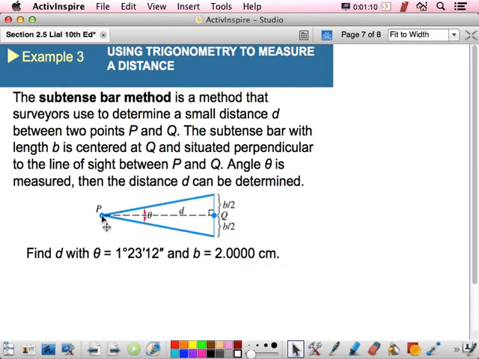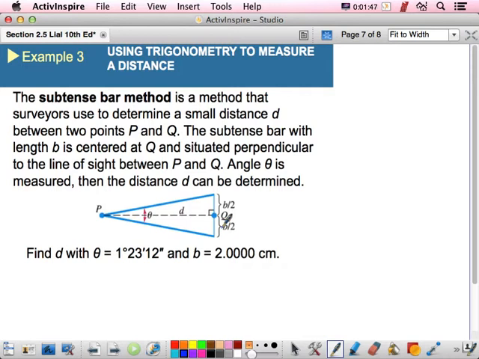So here's what they do. They stand at one point, and then they come over here and they lay their subtense bar down, perpendicular to this distance. And then they measure the angle, and that will allow them to cut that subtense bar in half, which comes from the factory made very, very precisely to be a certain length, and make two right triangles out of it. It's a very, very basic concept. Now you only have to worry about one of those right triangles, and they give you some information.